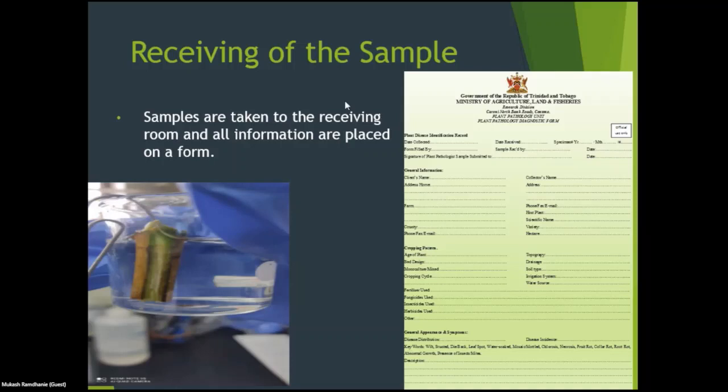Now, at the left-hand bottom of the slide, the pathologist, if they suspect that it might be something like bacteria, could do a simple test such as the bacterial streaming, where they will take a part of the stem and immerse it in water in a petri dish to look for streaming. And if streaming occurs, then that is a tentative identification of a possible bacterial problem that is causing the plant to be affected.